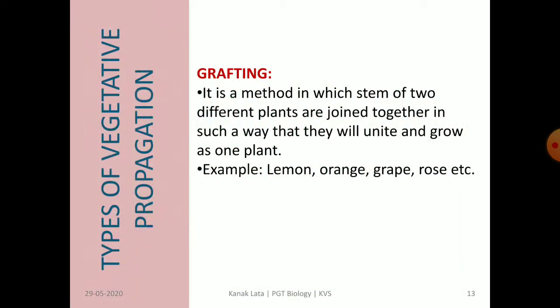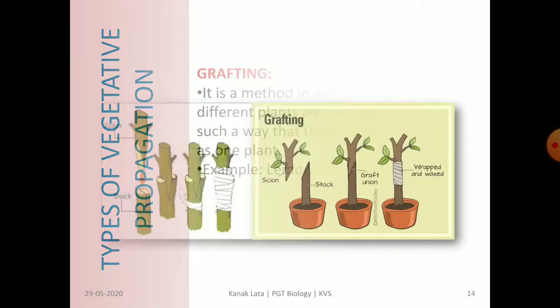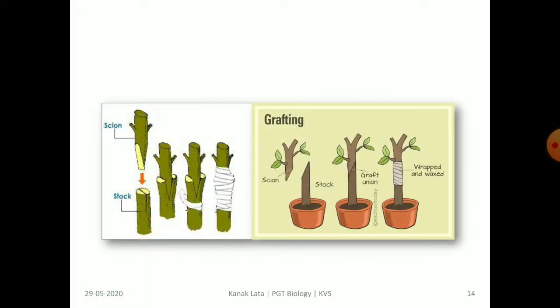Next is about grafting. In this case, stems of two different plants are joined together so that they will unite and grow as one plant. Examples of plants in which grafting can be done are lemon, orange, grapes, rose, etc. The given figure is about grafting. Here you can observe how stems of different plants are joined and united to behave as one.